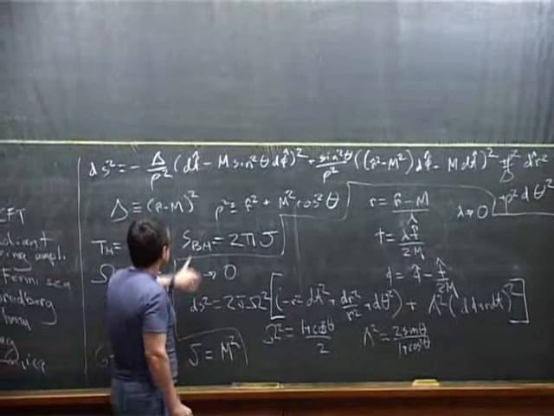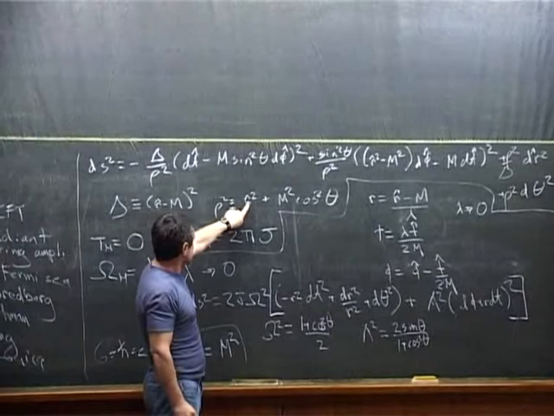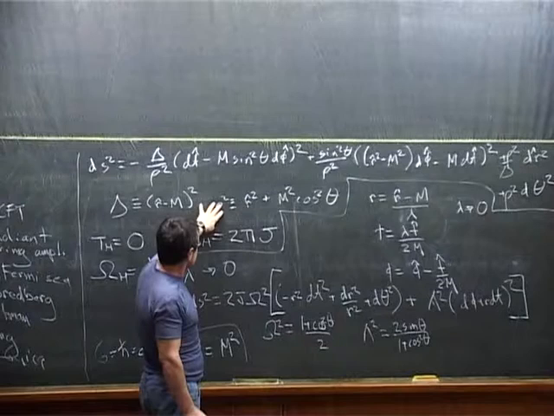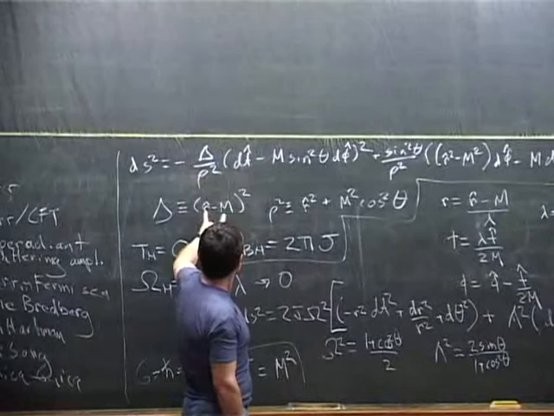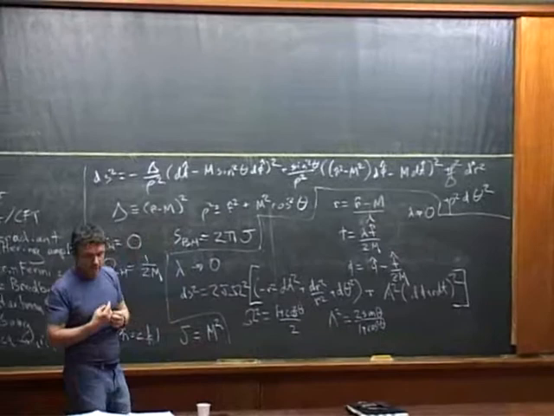Essentially, you see that near the horizon, rho squared becomes m squared, and so this rho squared essentially becomes this omega squared, and that's where those factors come from, and this just becomes r squared. Okay. All right. Now.